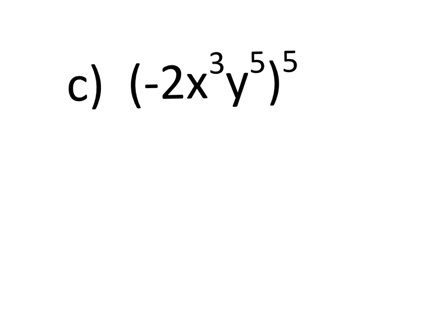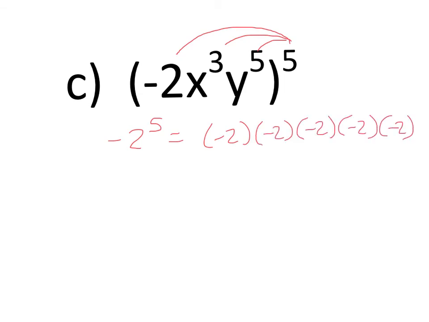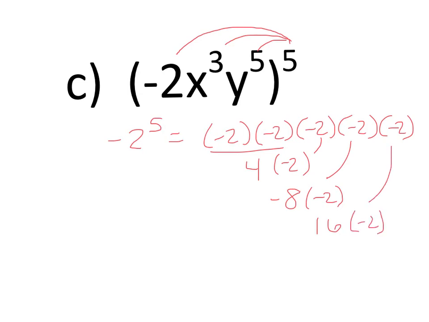All right, so now we need to look at what happens. We're going to drop a 5 in now. Think about this. This is negative 2 to the 5th. So that's saying negative 2 times negative 2, and there's going to be 5 of them. If I look at this, 4 times the negative 2 is negative 8. I'm going to drop in the next negative 2 and get 16. And then drop in that last negative 2 and get negative 32.